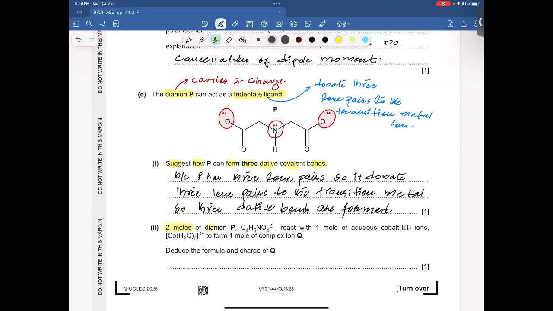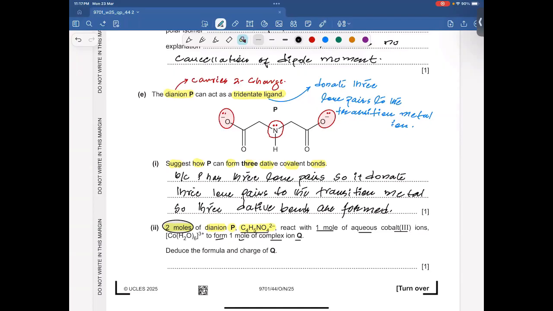Two moles of dianion P. See, it is a tridentate ligand, and we are using 2 moles, which means it can form 6 dative bonds, right? So technically, coordination number is going to be 6, with 1 mole of aqueous cobalt 3 ions to form 1 mole of complex ion Q. Okay, deduce the formula and charge of Q.